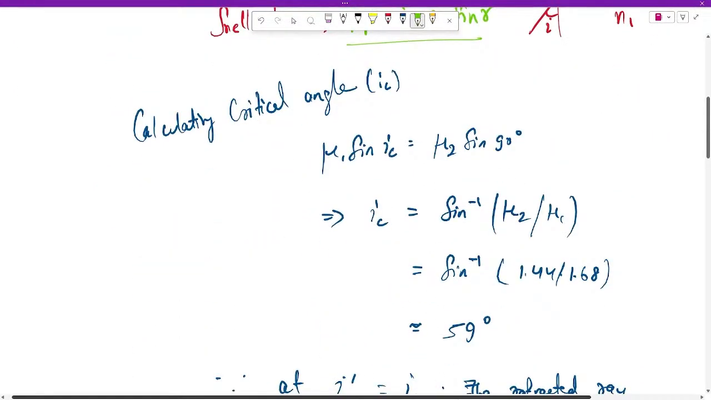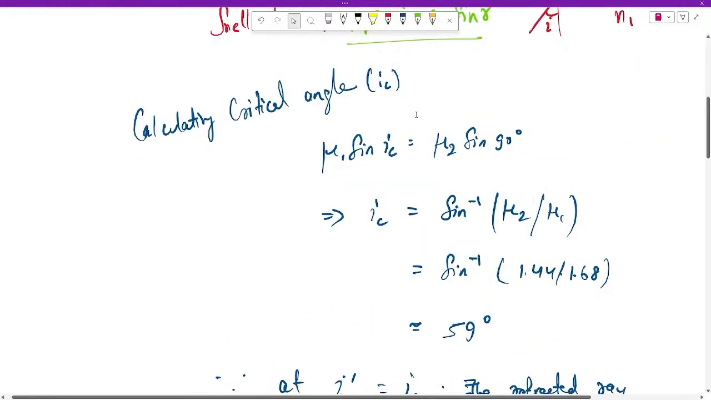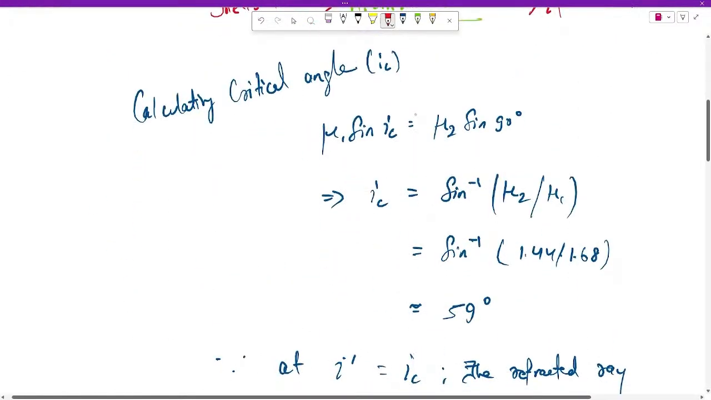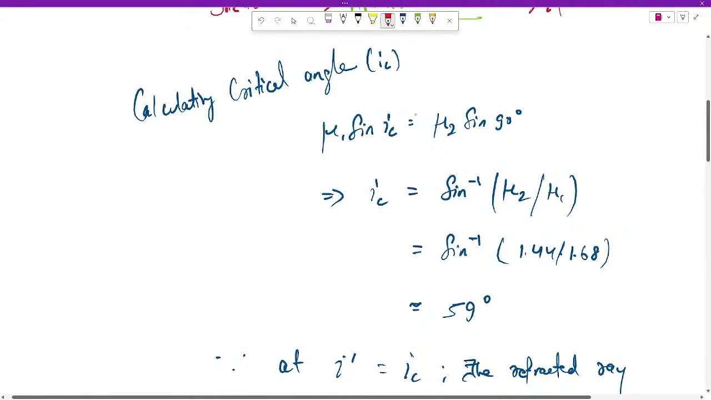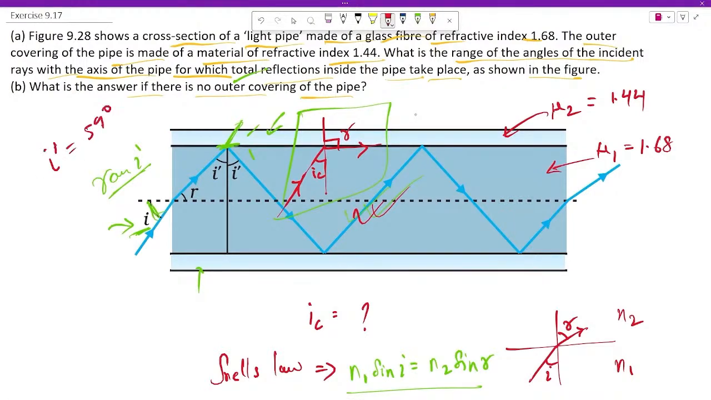So using this Snell's law over this diagram, we can see that IC equals sin inverse of mu2 by mu1, where mu2 is the refractive index of the glass outer covering and mu1 is the refractive index of the inner core of the glass. Now this will give us IC as 59 degree, that is, a critical angle of 59 degree. So by now we have come to know that I dash must be at least 59 degree for the total internal reflection to take place. Now the minimum value of I dash is 59 degree.